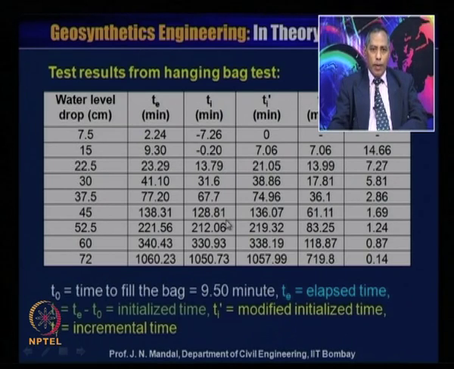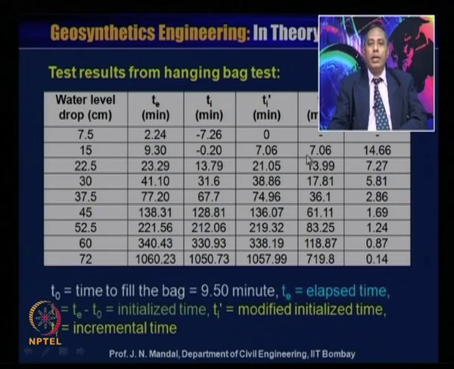So similarly, 128.81 minus 67.7 plus 74.96 will give 136.07. Like that you can continue and you can obtain at the end 1057.99. So this is the final Ti dash.